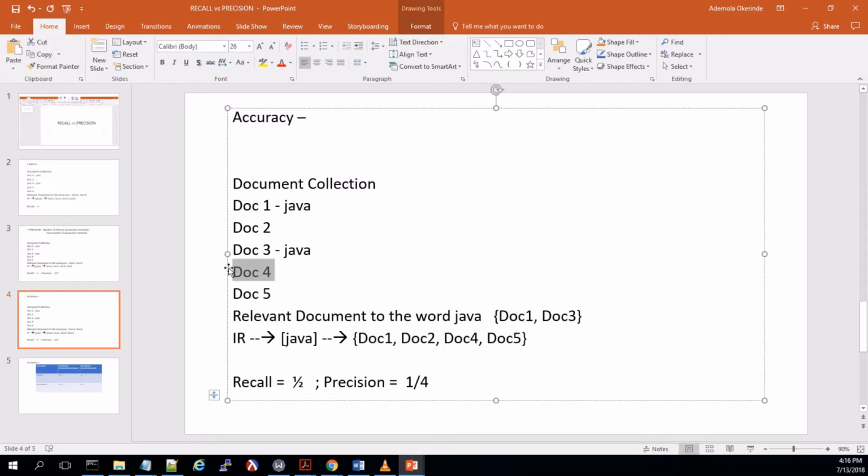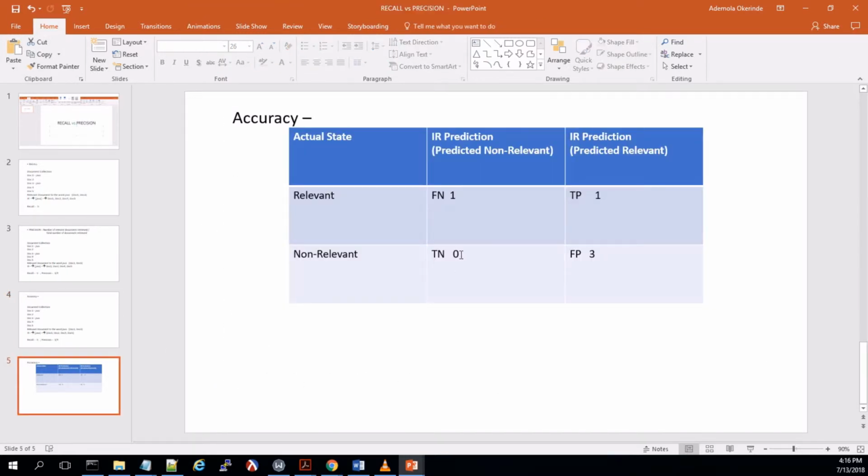Is document 4 not returned? Mind the word not returned in the IR system. We see that it is returned, so we don't count it. Is document 5 not returned in the IR system? We see that it is returned, so we don't count it. So we don't have anything to count for that, so that is why we have 0.